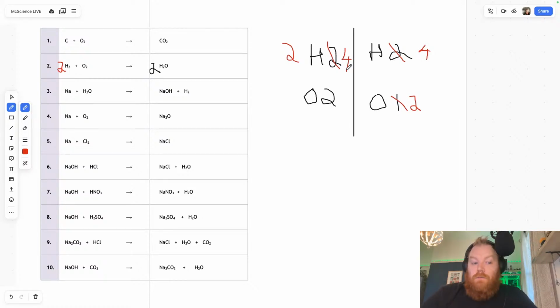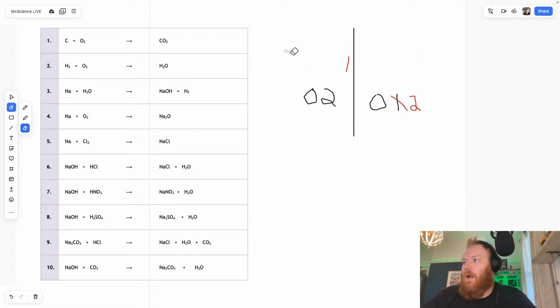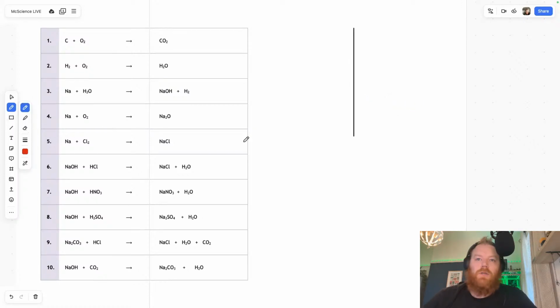When we are then moving on to our next question, again, I'm going to clear this just because we are currently working through this material and I will run out of room. So our next one, we are adding sodium to water.